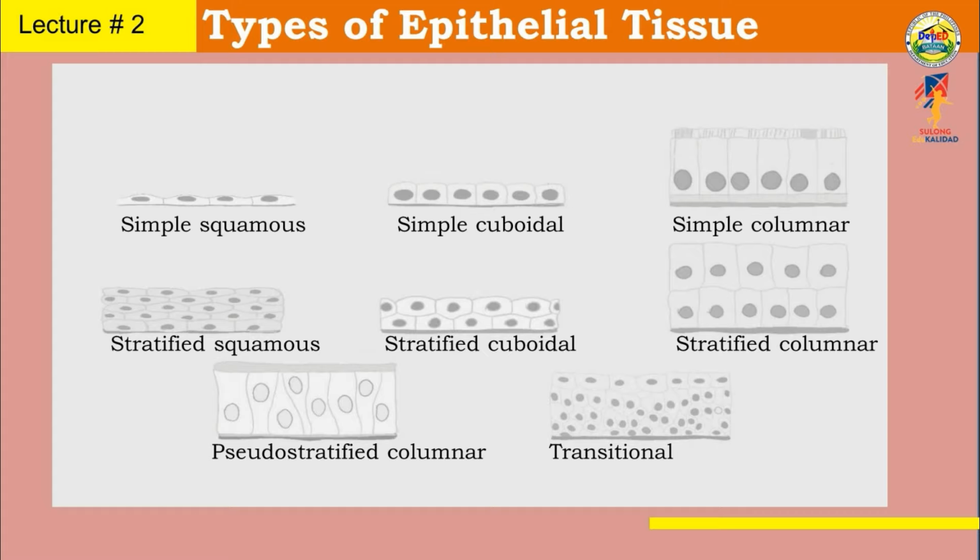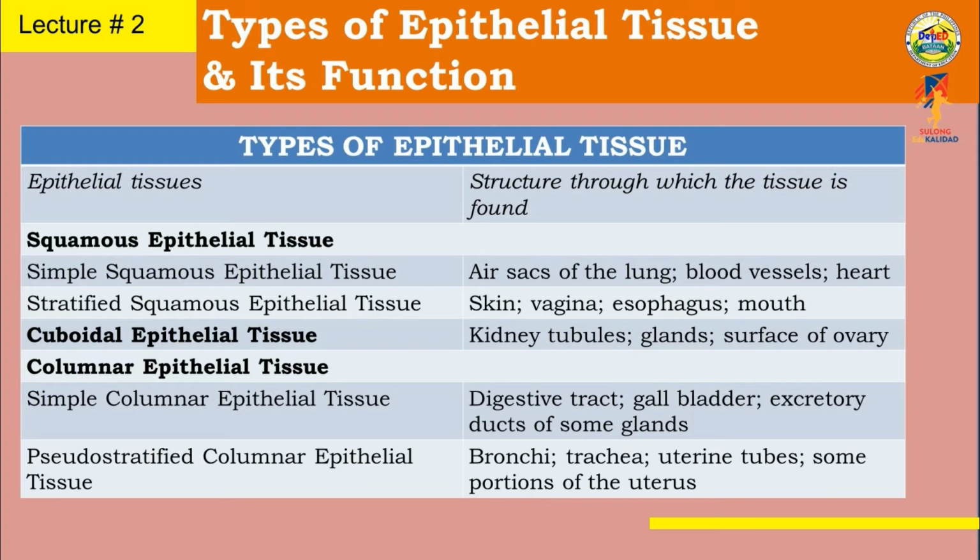Epithelial tissues are also named based on their cell shapes. For the squamous, epithelial tissues have flat cells like floor tiles. For the cuboidal, epithelial tissues have cube cells like dice. For the columnar, epithelial tissues have brick-like cells on end. Okay, so this table will provide you a framework for more information and reinforce the theme that the structure of each epithelial tissue is well suited to its function.